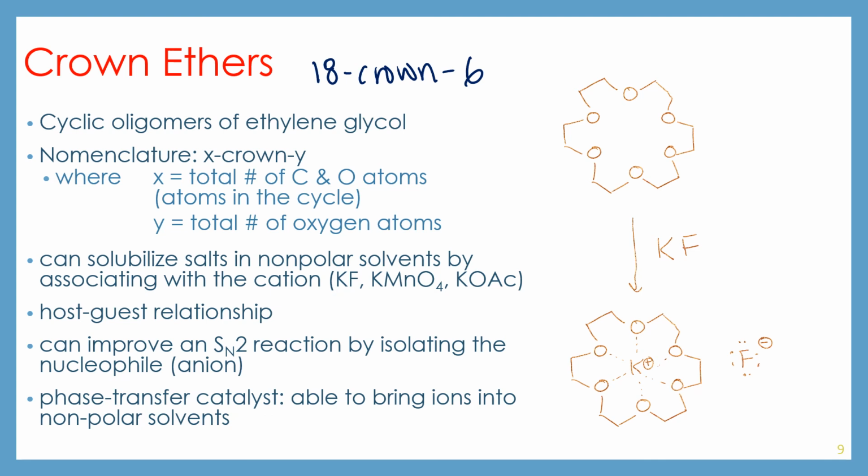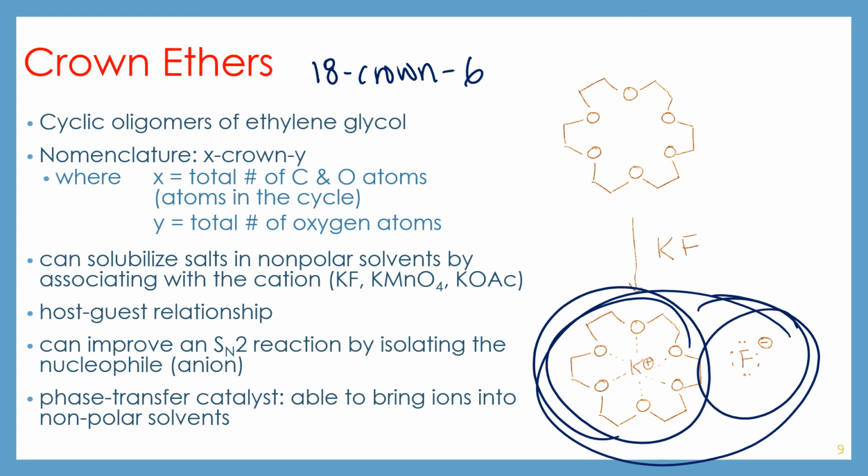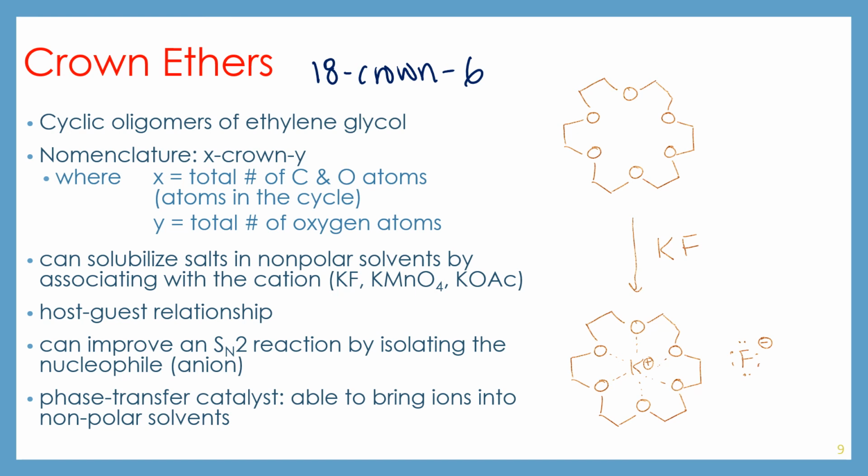So you might take an aqueous solution of potassium fluoride, add in crown ether, allow them to associate, and then you add in your nonpolar solvent, give it a really good shake, and the potassium and the fluoride will be brought into the nonpolar solvent. So phase transfer just means between two different phases, nonpolar and polar phases. And that is the end of chapter 11 and also the end of OChem 1.